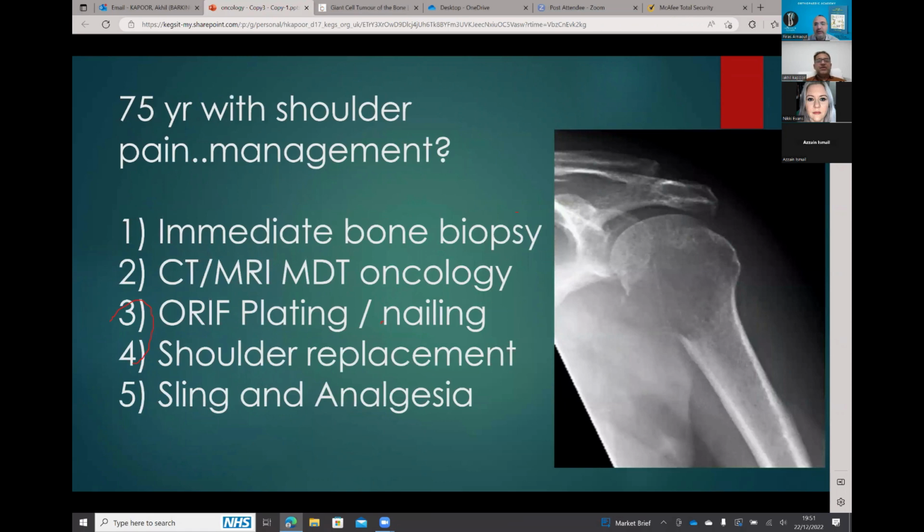So this is a 75-year-old gentleman who has presented with shoulder pain going on for 9 months. This X-ray shows a lesion. As you can see, it's a lytic lesion in the upper end of the humerus. Have a look at it. Think about, what does it look like? Does it look benign, or does it look malignant? Does it look very aggressive? Are you going to be worried about it? What are you going to do?